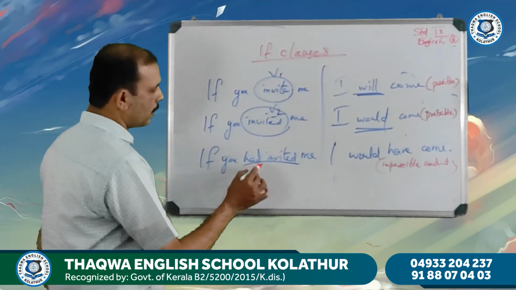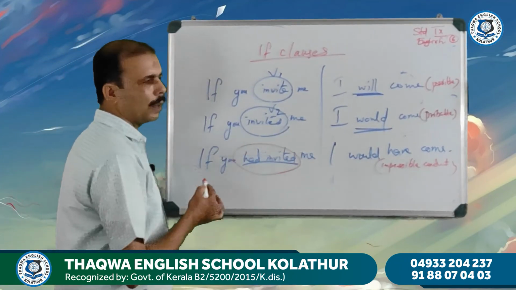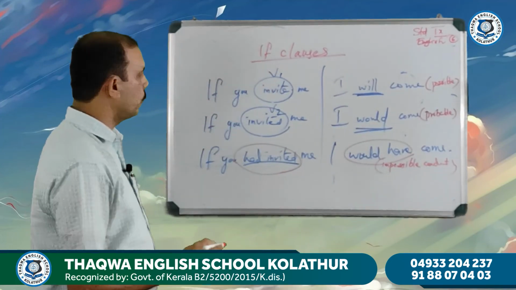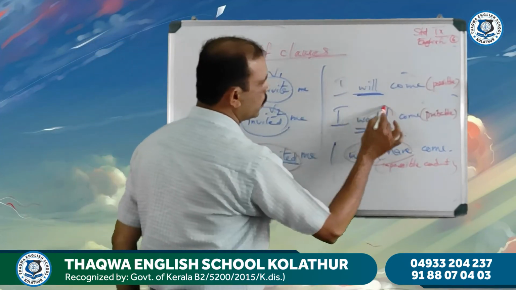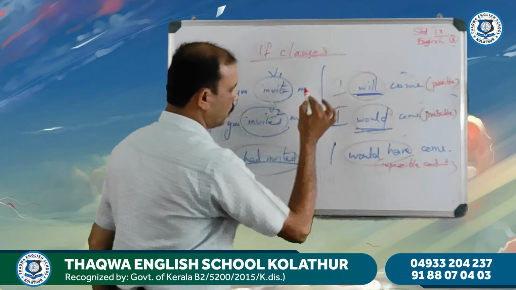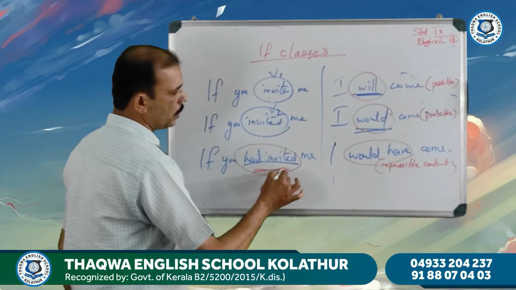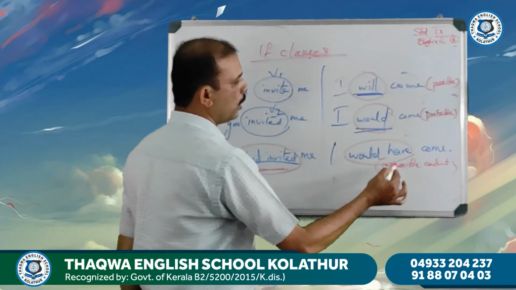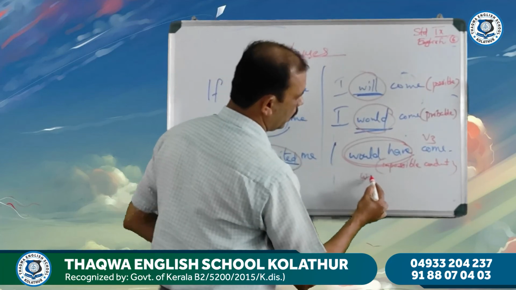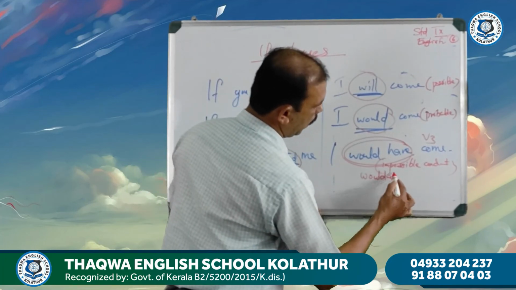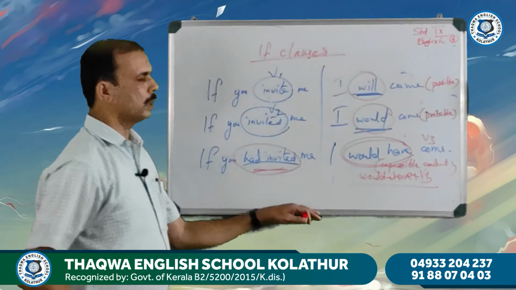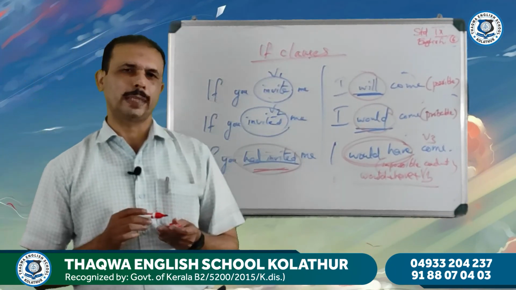Here you just look at the grammatical part. This grammatical part must be correct to get 1 mark for each. Here verb 2 is used, so would must be used. Here verb 1 is used, so will is to be used. And here past perfect tense is used, had plus verb 3. So what do you have to use? Would plus have plus verb 3. So this is the form. This form must be correct for your examination.